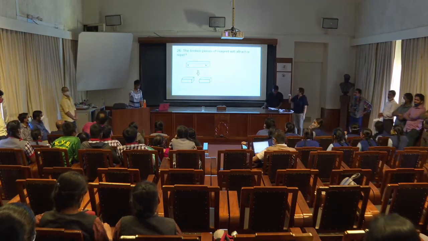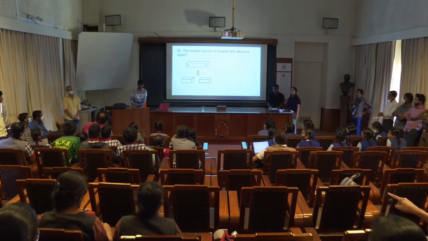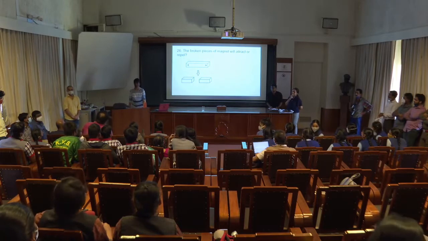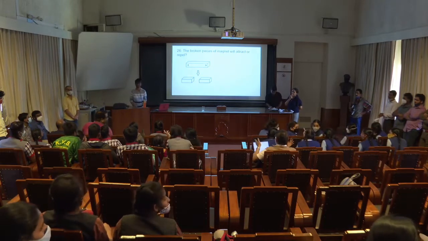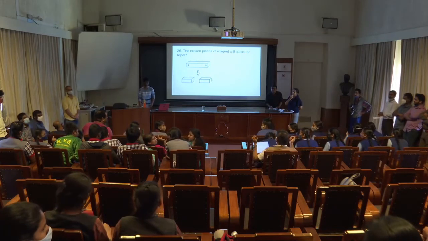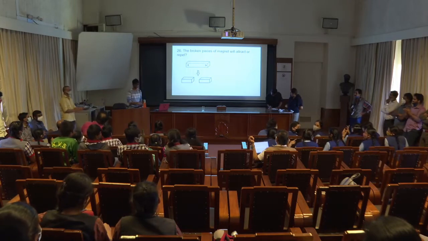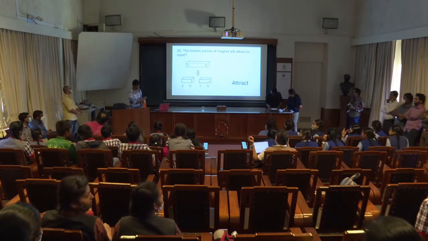Question number 26 to team D. The broken pieces of a magnet will attract or repel? Correct. They attract because of north and south poles.